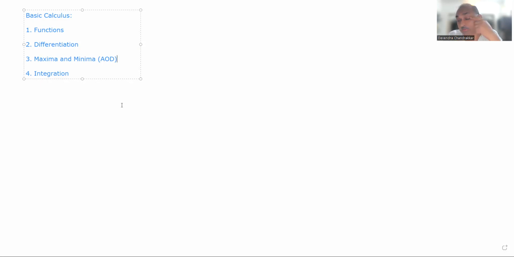Okay, so let's see what are functions. Suppose, pay attention, we have y is equal to x square plus 2, for example. Are you guys aware that both x and y are variables here?